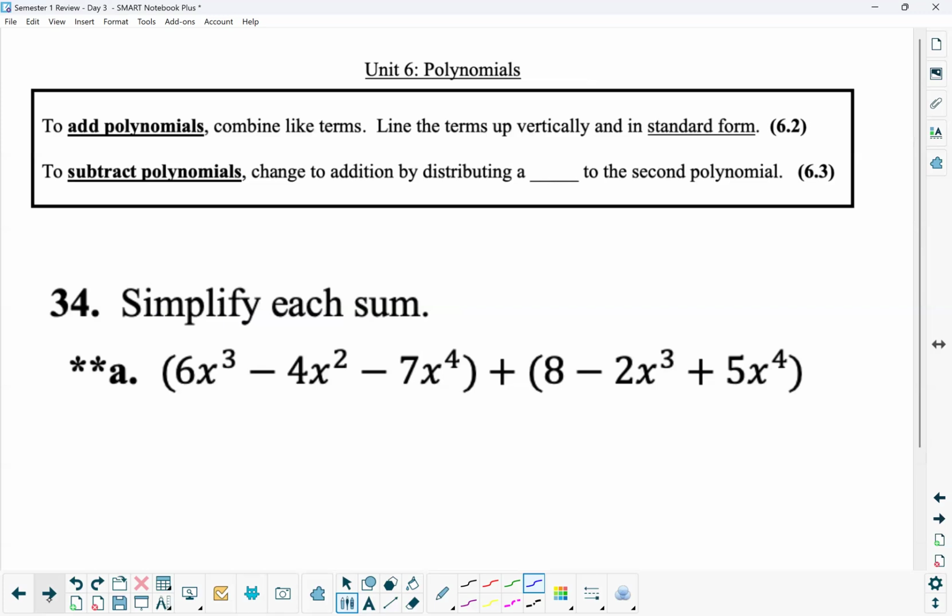And now our last unit, polynomials. To add polynomials, you combine like terms. The easiest way to do that, line up your terms vertically and in standard form, and place like terms below the like terms in the first polynomial. To subtract polynomials, change to addition by distributing a -1 to the second polynomial, or by adding the opposite.